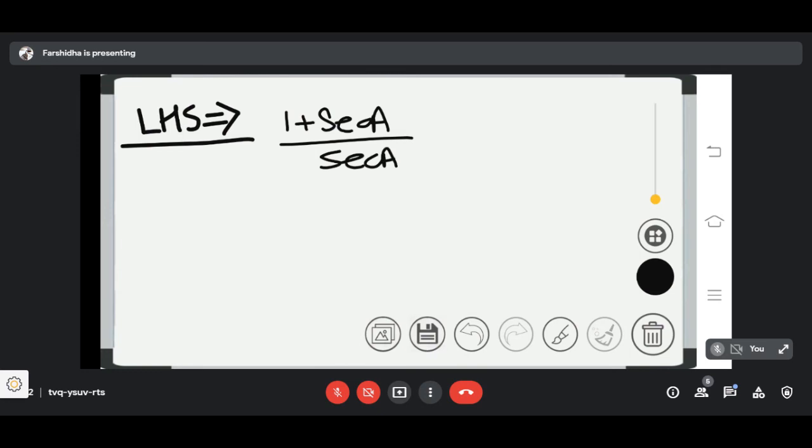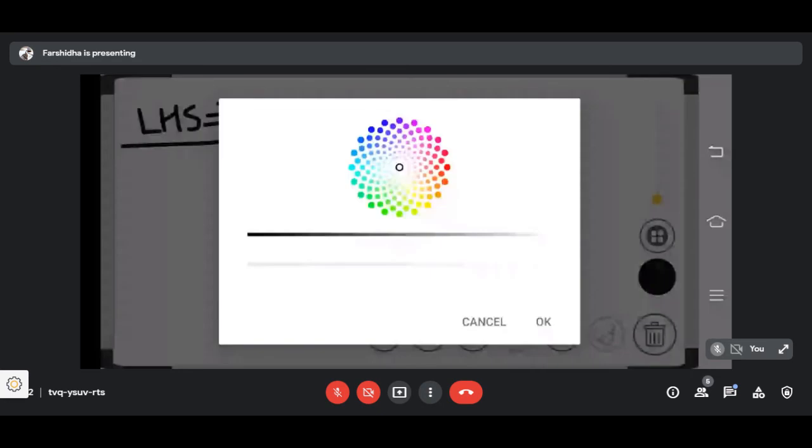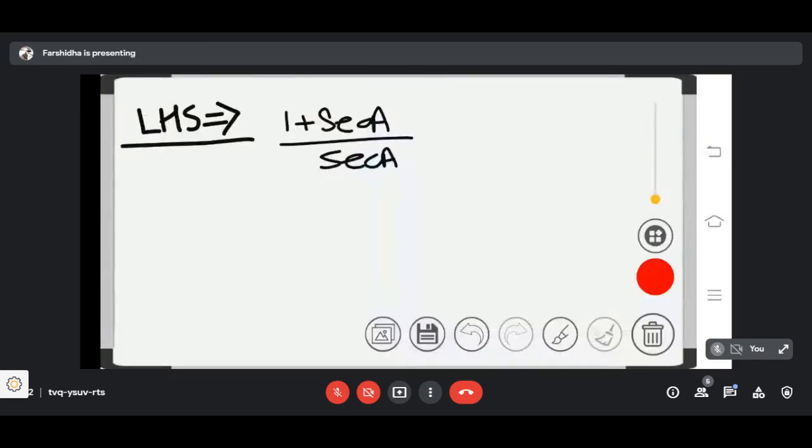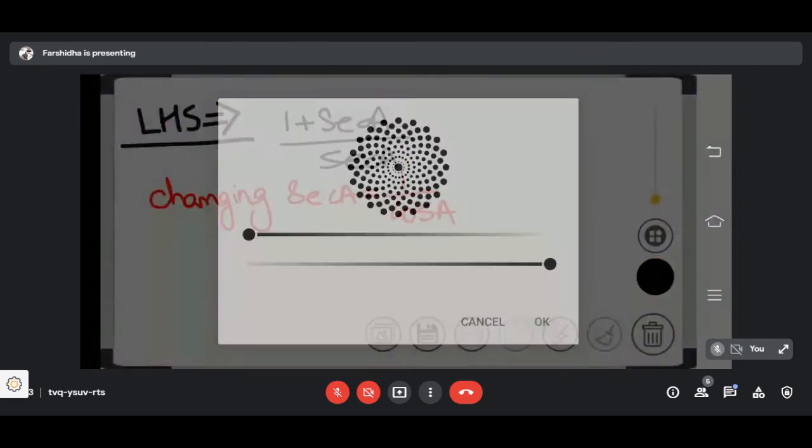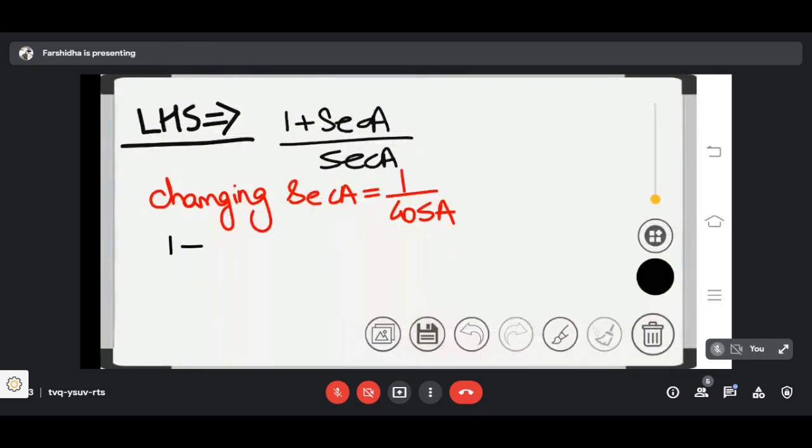So this is the LHS, (1 + sec A) / sec A. Now below that, we are going to change sec in terms of cos. The reciprocal of sec is cos. So you can write sec A equal to 1 by cos A. So below that, changing sec A equal to 1 by cos A. So in the next step, it will be 1 plus sec A, I am writing 1 by cos A. So 1 plus 1 by cos A divided by sec A, which is 1 by cos A.